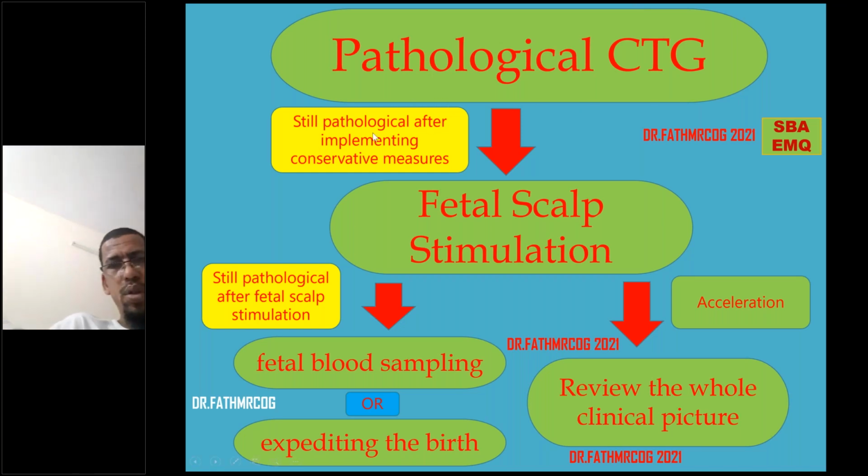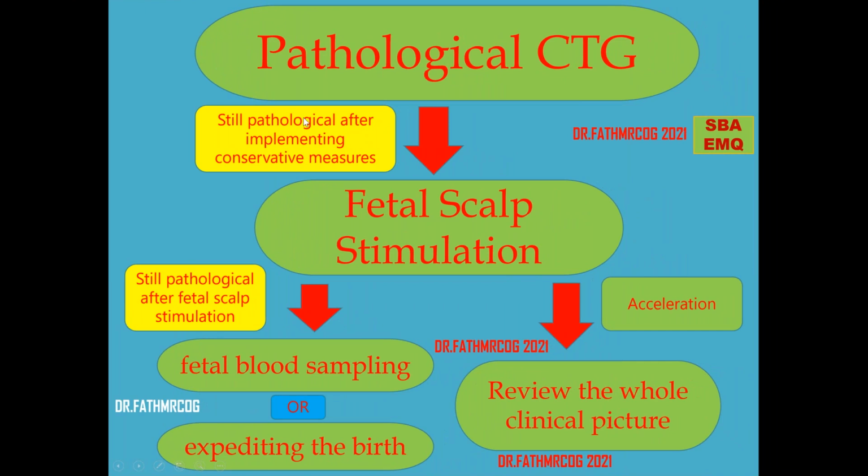Then, if it is still pathological, we do conservative management. So the first line is conservative management. If it is still pathological after implementing conservative measures, we do fetal scalp stimulation. If it is still pathological after fetal scalp stimulation, with no acceleration, we do fetal blood sample. Fetal blood sample results depend on whether it is normal, borderline, or abnormal.